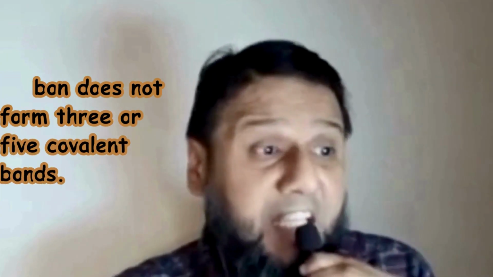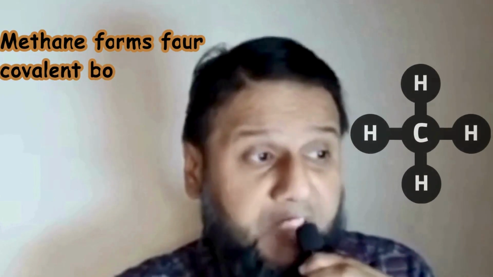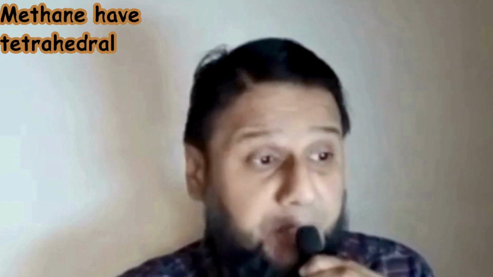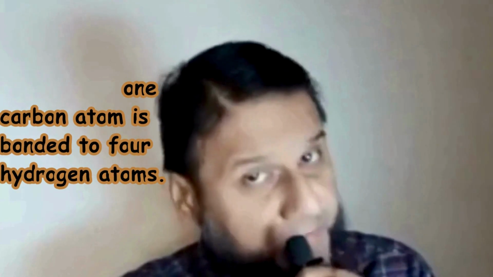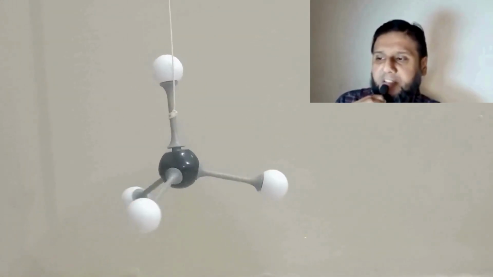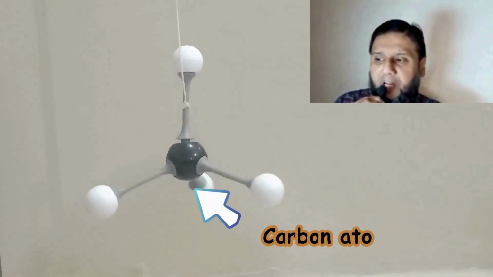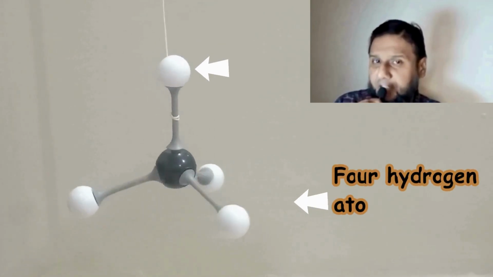In methane, each carbon forms 4 single bonds. These bonds spread out evenly. This creates a tetrahedral shape like a small pyramid around each carbon atom. In methane, the carbon sits in the center with 4 hydrogen atoms pointing outwards. The black ball at the center represents an atom of carbon, while these 4 white balls represent hydrogen atoms.